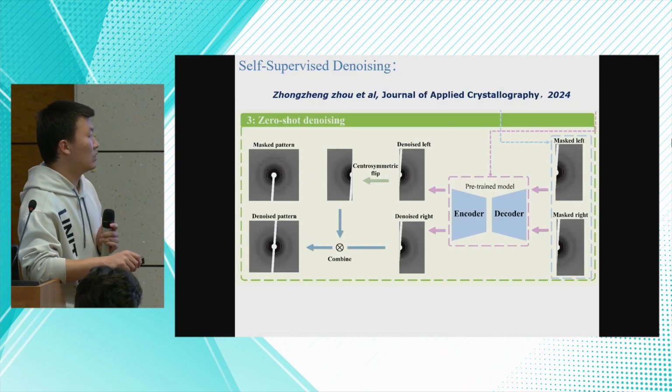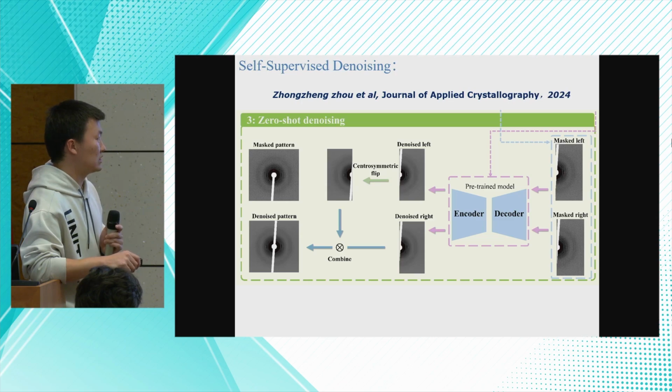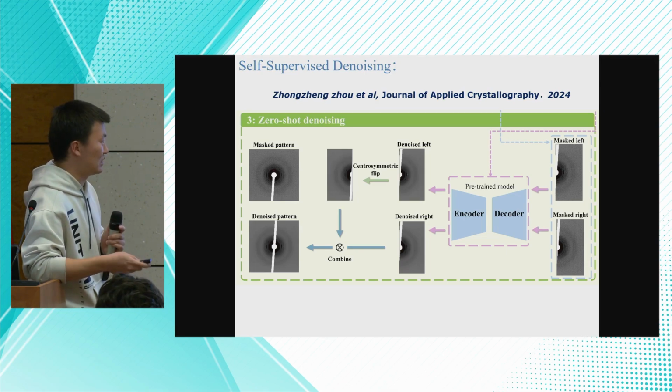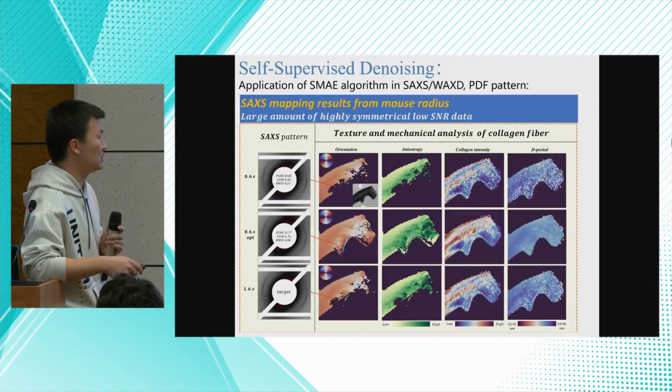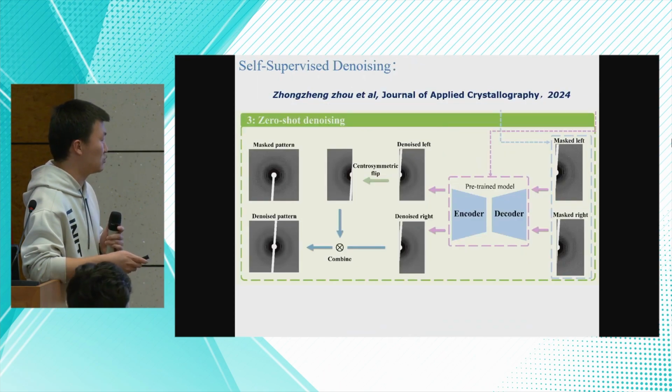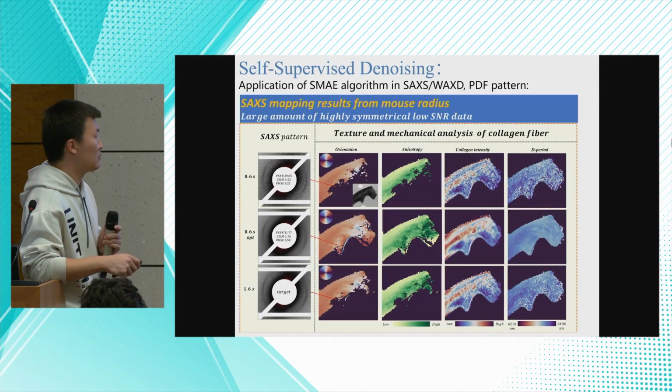And now we use these neural networks to predict what the pictures look like without noise. We predict the left one, predict the right one, and combine them into the denoised pattern. It sounds like it's not a difficult thing for us to do in the algorithm, but you can say that the result here is very impressive.